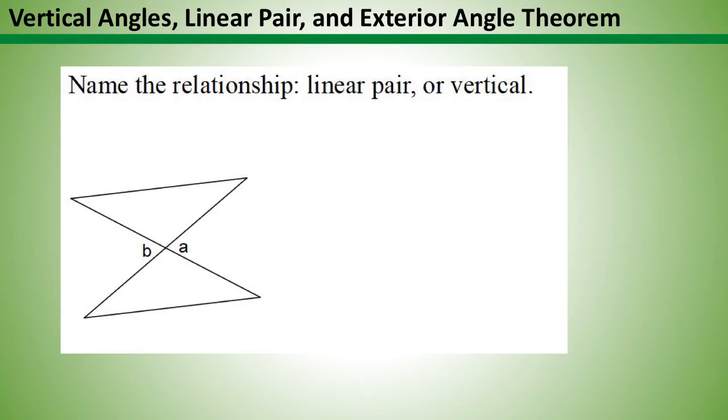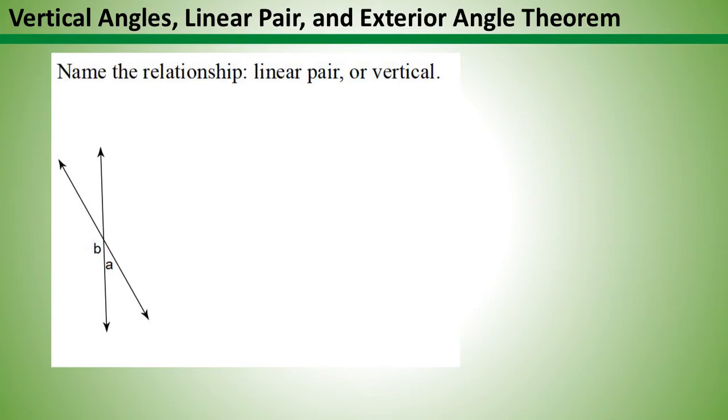So in this diagram right here, since we see that A and B are across from each other when two straight lines intersect, these are vertical angles because they are across from each other here. They're not right next to each other. Okay, this example right here, since A and B form a straight line and they're adjacent to each other, this would be a linear pair. And what we know about these two angles is that they are going to add to make 180 degrees.